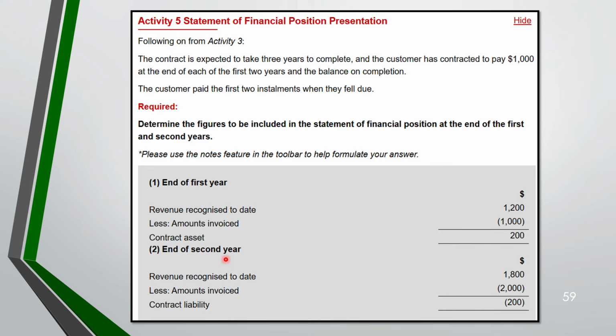Coming to the second year, the revenue recognized to date was 1,800. This is from your activity 3, you have to take. And then the amount invoiced is 2,000 now. See, the contract is expected to take 3 years to complete, and the customer has contracted to pay 1,000 at the end of each of the first 2 years. So 1,000 first year, 1,000 second year, it will be 2,000. So here it's a contract liability because it's a negative figure.